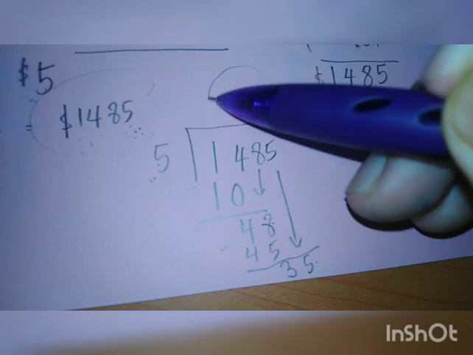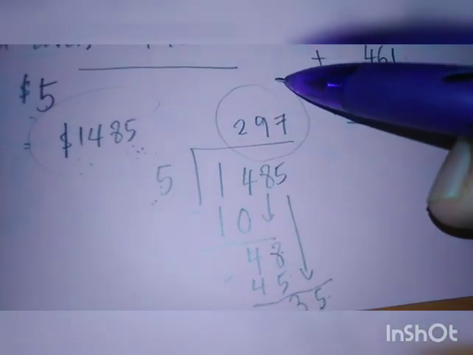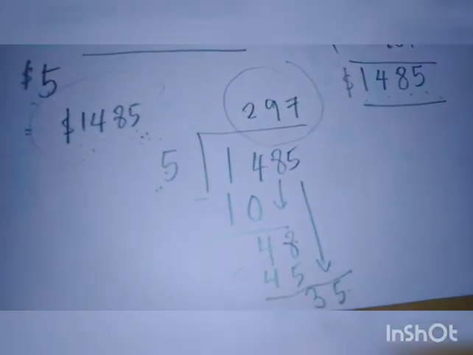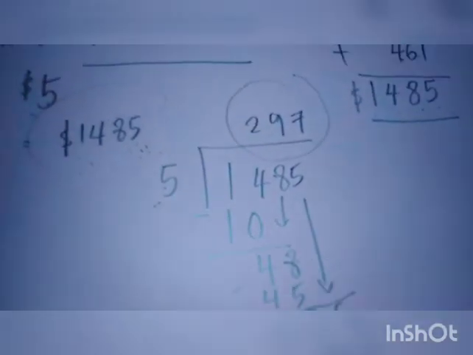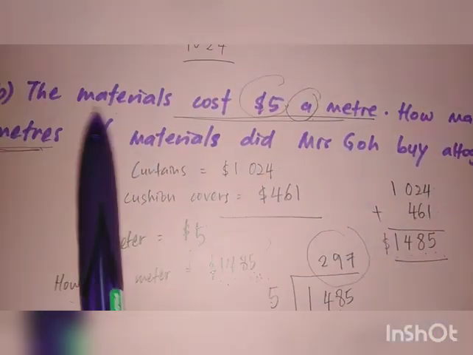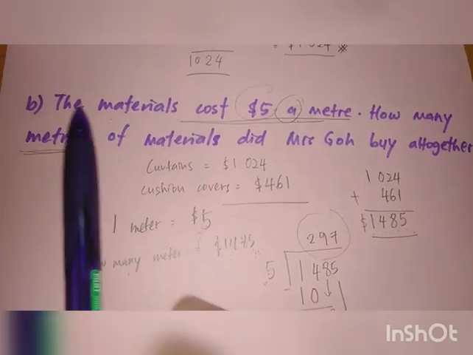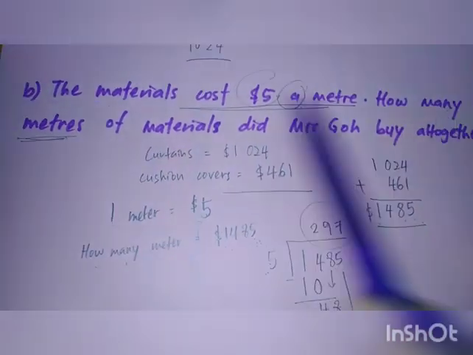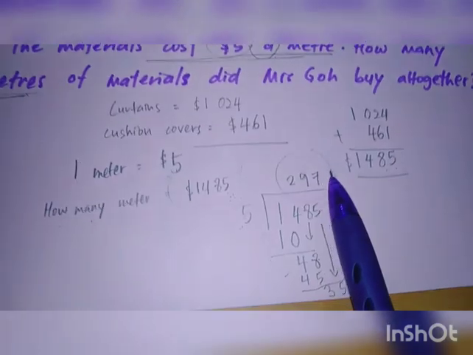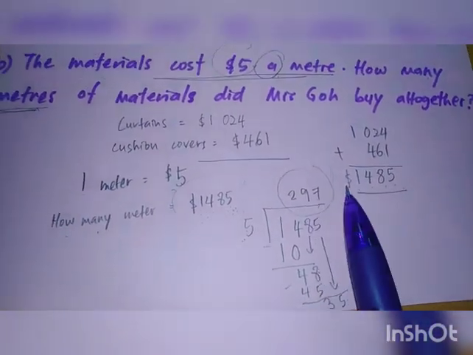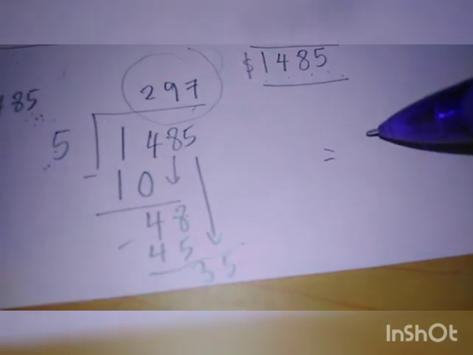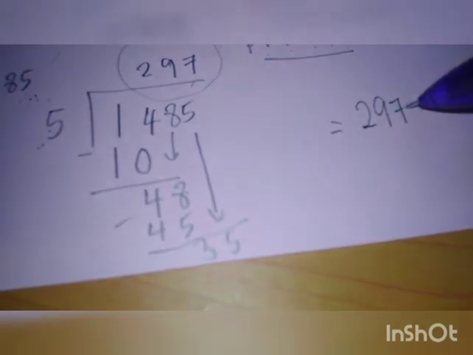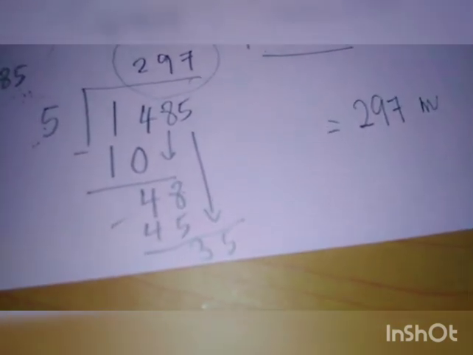So is the last answer in dollars or in meters? Here you need to look back at the question. Please don't be careless, alright? The question asks you how many meters. So for sure this answer is in meters, it's not in dollars, right? So the final answer will be 297 meters.